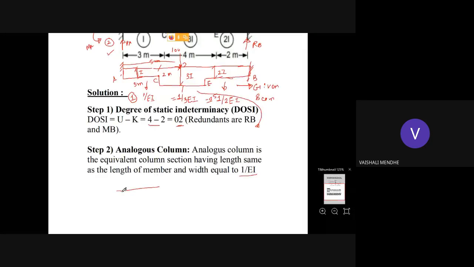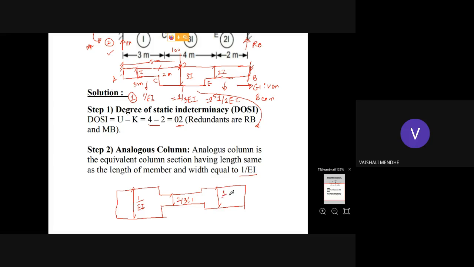Here I will show you how to plot the analogous column section. First, A to C, the 1 by EI diagram. So 1 by 1. Secondly 1 by 3 EI, which will be less than this, and after that 1 by 2 EI, which will have slightly more width. So this is 1 by 2 EI. This width is 1 by EI, because your analogous column section is a 1 by EI diagram. This width is 1 by 3 EI, and this width will be 1 by 2 EI.